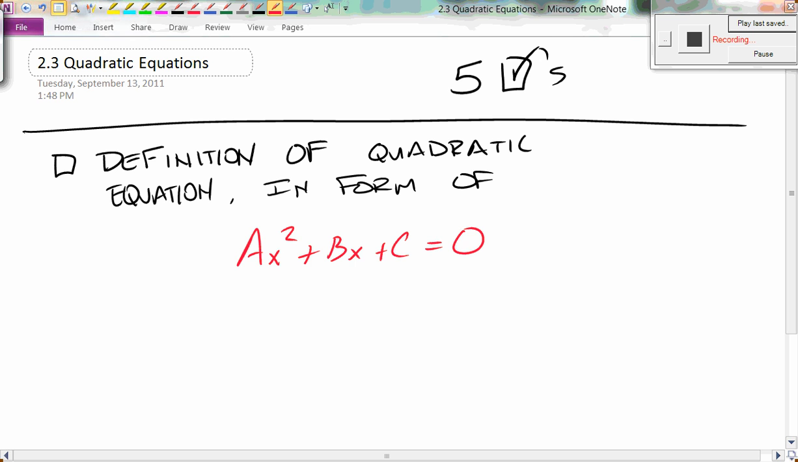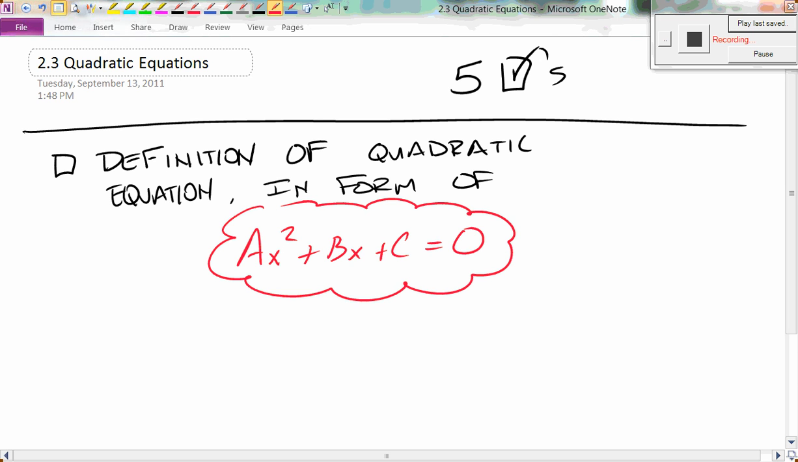Now, this is important right here, so it goes in the cloud. There is something about this particular equation that makes it quadratic that we need to focus on. Does anyone see it? Yes? Ax squared, the squared part. You're absolutely right. Because it is squared right there, that's the part that makes it quadratic, right?